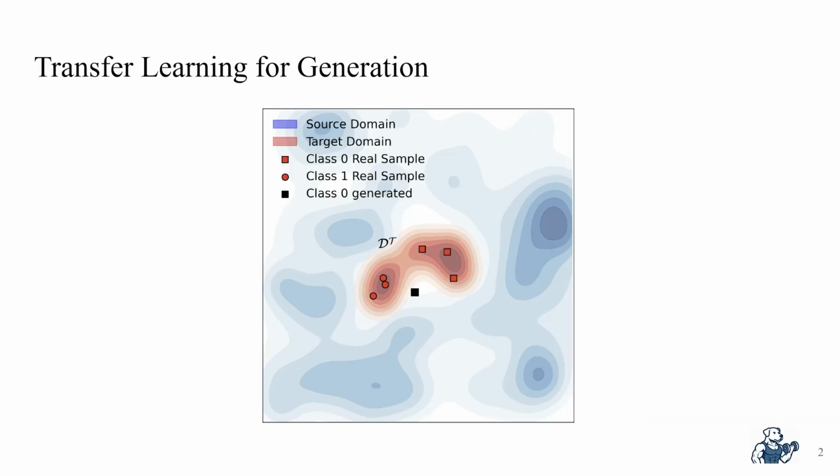So diffusion models are great, but in practice, we often want to adapt a big pre-trained model to a smaller target domain with limited data. For example, in this 2D case, the target domain is the small red region with 3 samples from 2 classes, the square and the circle. Fine-tuning source pre-trained models on the target domain will often result in poor generalization, generating misaligned data like the black square that we see here.